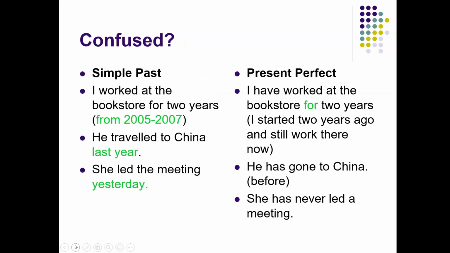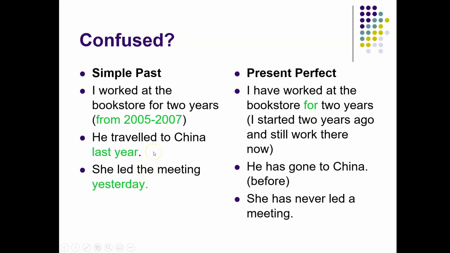So it's confusing, these two verb tenses. So let's look at some examples with the simple past. I could say I worked at the bookstore for 2 years. So from 2005 to 2007, the action is clearly stated in the past. We know when it happened and it's finished. But if I say I have worked at the bookstore for 2 years, it means I started working there 2 years ago. So let's say 2018, and I still work there now.